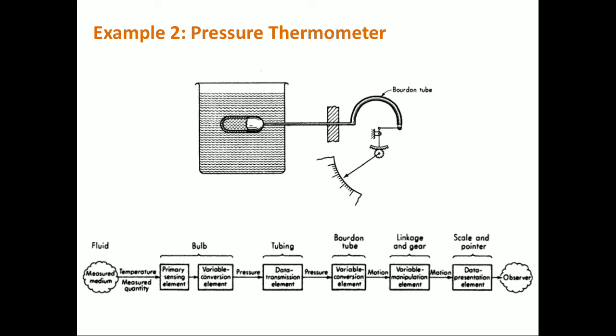Then the linkage and gear. Here you can find a gear which drives the linkage. So the entire linkage and gear will act as a variable manipulation element. Here also, if you change the length of the linkage, or if you change the gradation or the number of gears in the gear system, you will be able to change the values that will be presented to the scale. And the final data presentation element is again a scale.